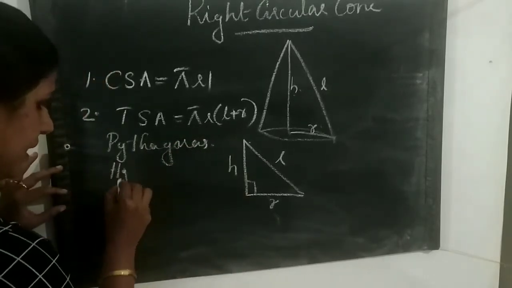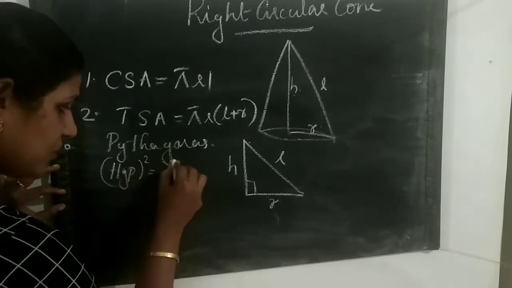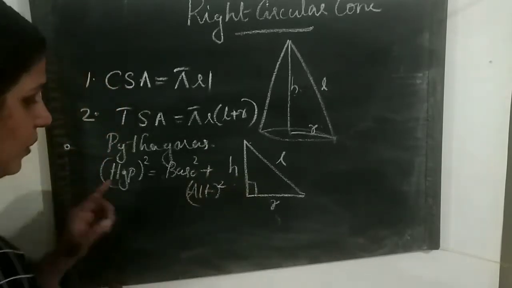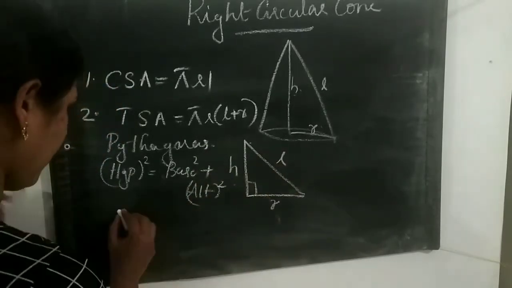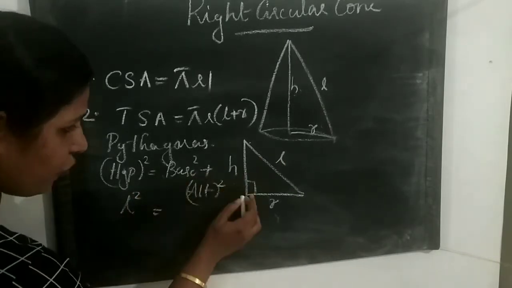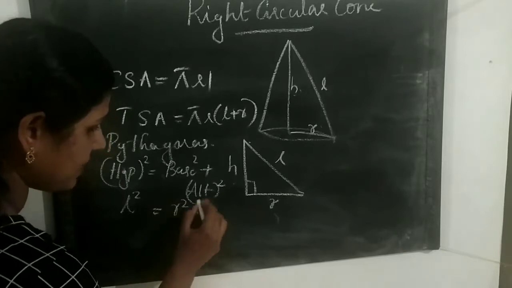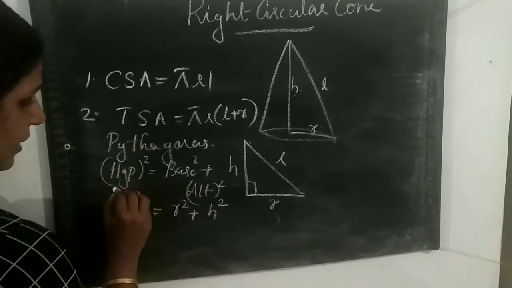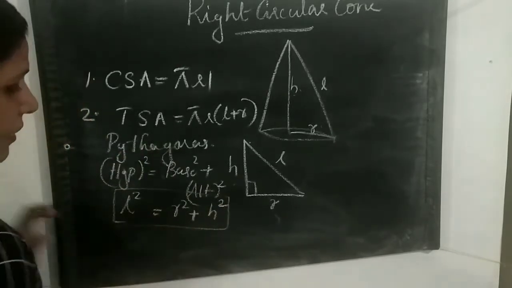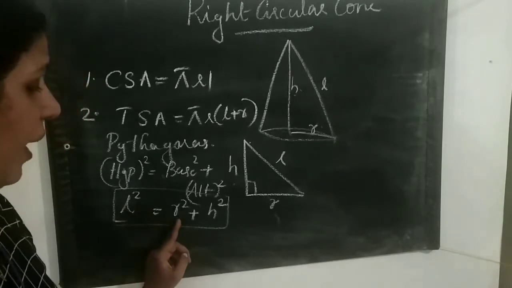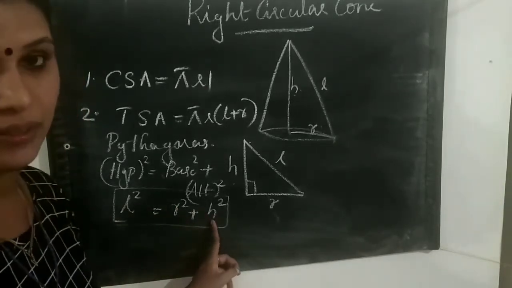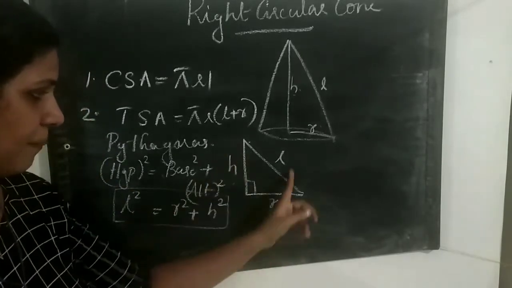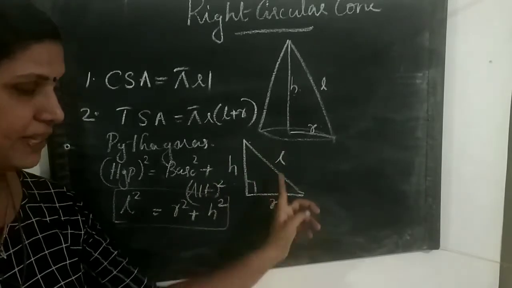What is Pythagoras theorem? Pythagoras theorem states that hypotenuse square is equal to base square plus altitude square. So here hypotenuse is L square and base is R, R square, plus altitude is H square, that is L square equal to R square plus H square. From this we get, by Pythagoras, L square equal to R square plus H square. Okay, you study this CSA, TSA and this Pythagoras, by applying this L, H, R.